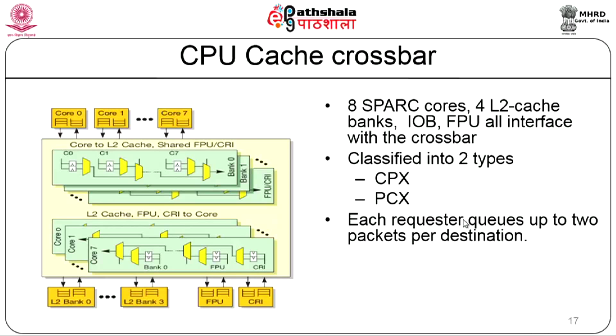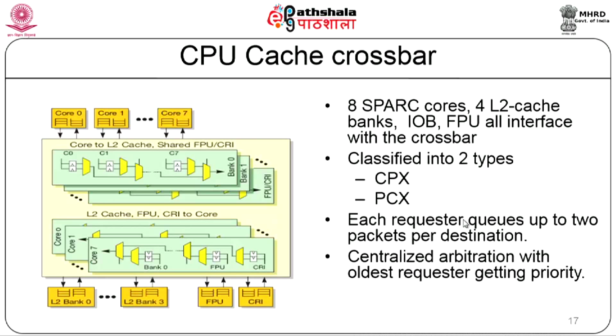the crossbar. And this is basically divided into two types, CPX and PCX, depending on whether you want to take data into the cores or you want to take data out of the cores. And each requester queues up to 2 packets per destination. It is a centralized arbitration, with the oldest requester getting priority.